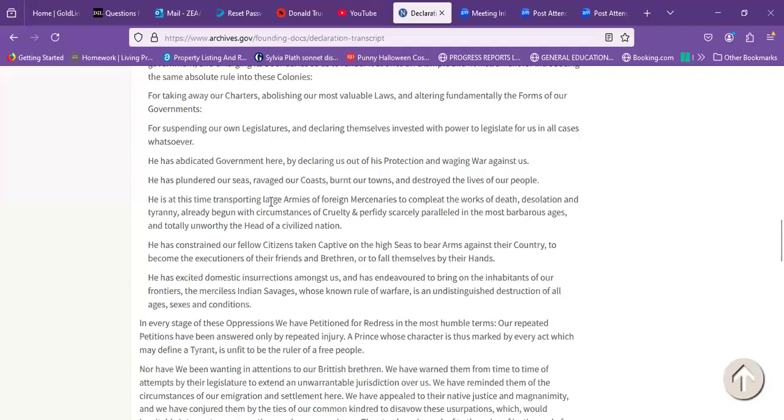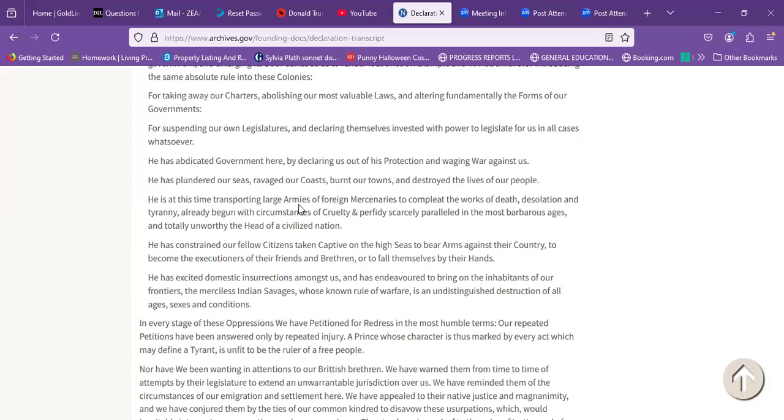He has plundered our seas, ravaged our coasts, burnt our towns, and destroyed the lives of our people. What do those words make you think of? Plundered, ravaged, burnt, destroyed. If you're thinking piracy on the high seas, I think you've got the gist of what Jefferson is trying to suggest, that King George's actions have been so far outside the norm, so far out beyond the pale, that he's practically a pirate with the way he's treated the American people.